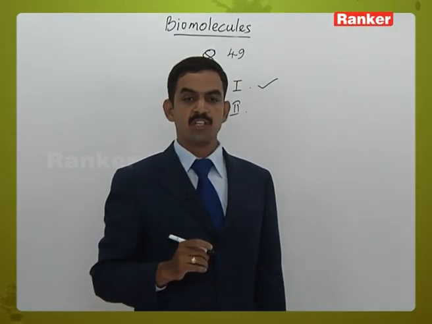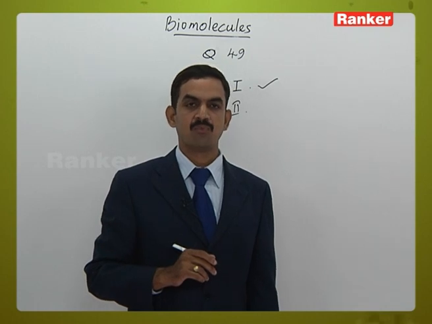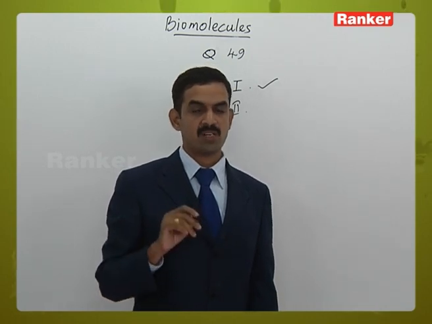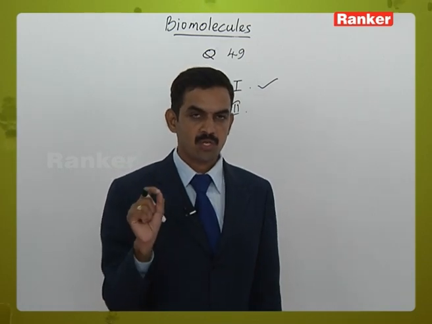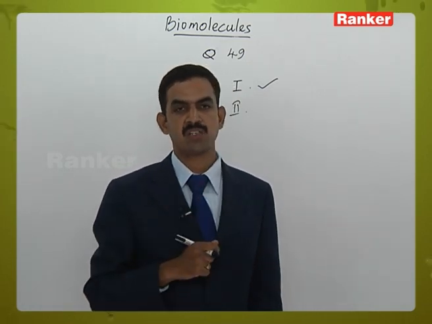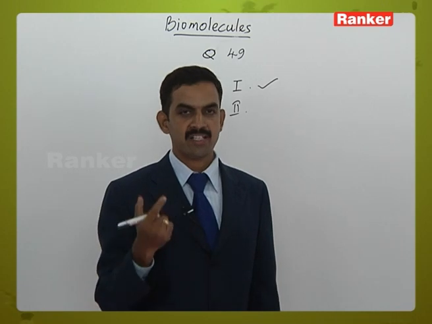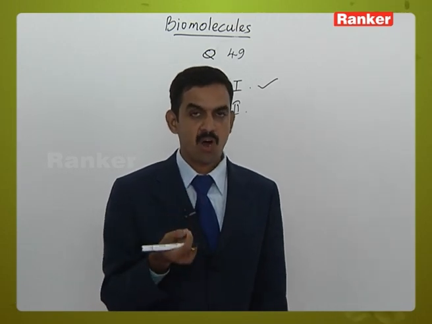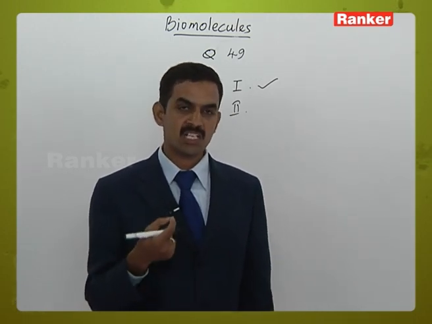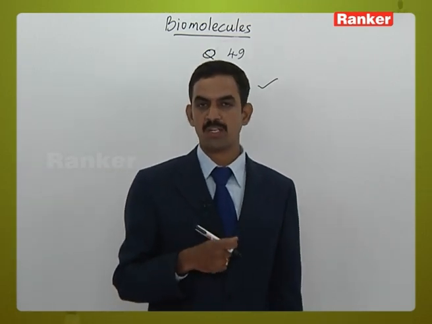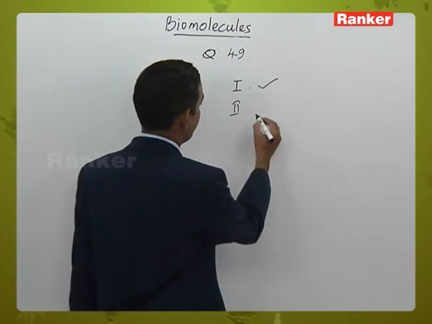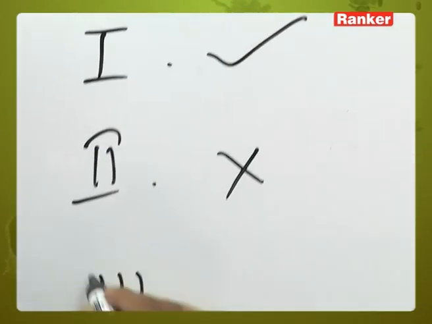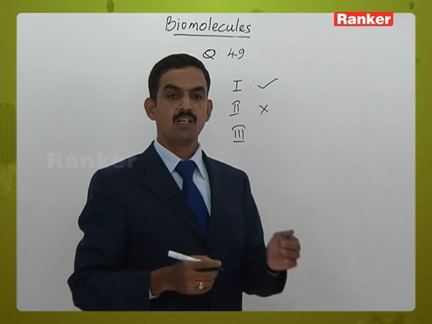Second one is during phosphodiester bond formation. The phosphodiester bond is present between the pentose sugar and the phosphate molecules of a DNA molecule or RNA molecule. That bond is formed not by the release of a water molecule, that is, it is not because of the dehydration process. So that is incorrect.